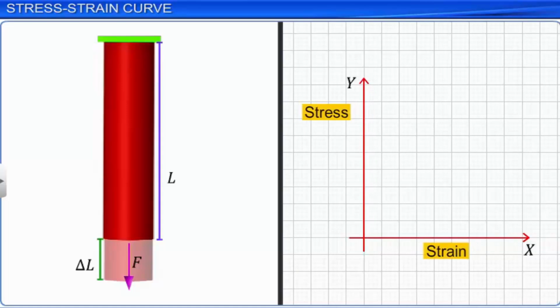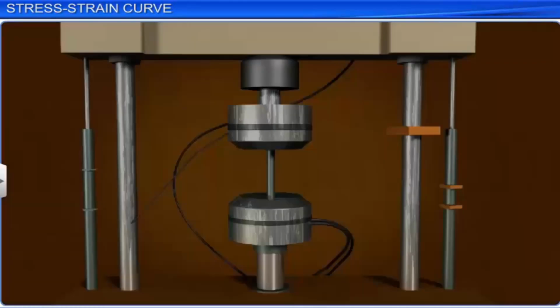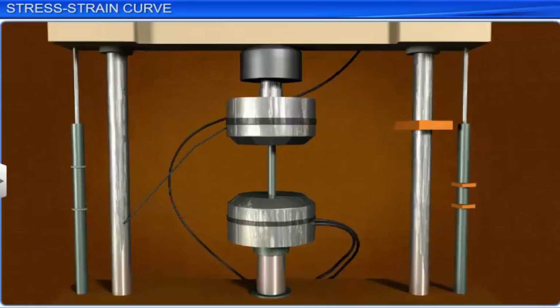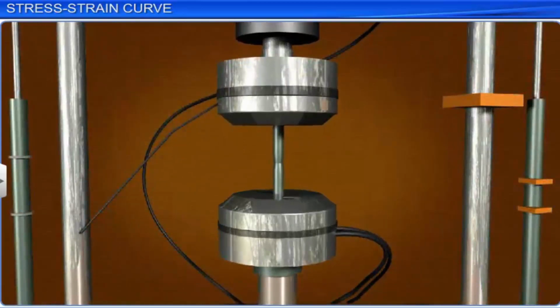In a typical experiment to study the relationship between tensile stress and strain, the material in the shape of a rod or wire is held fixed at one end. The other end of the rod is subjected to a load, which is increased in stages. The elongation of the rod is measured at each stage. A machine used for stress testing is shown on the screen.